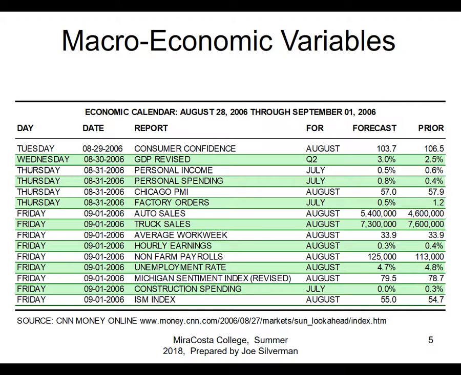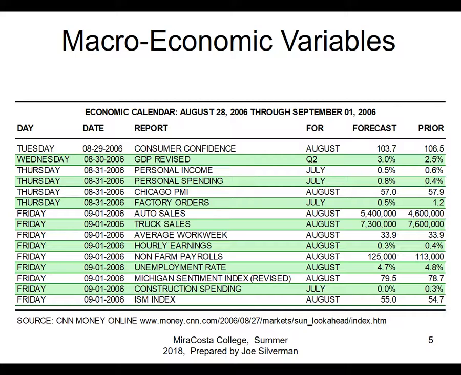Okay, so these are some macroeconomic variables. Don't worry about this; they won't be on the test. I'm just putting them up here to give you an indication of what are some of the economic tea leaves that people try to read to get an idea of what's happening in the economy. So this is 1 week out of the economic calendar in 2006. This would be a typical fourth week in any economic calendar.